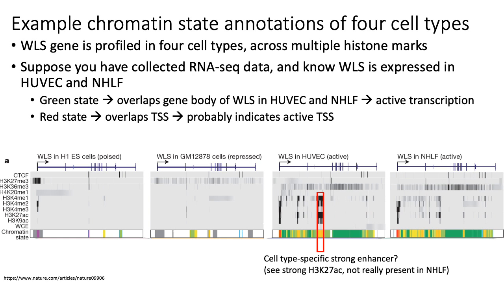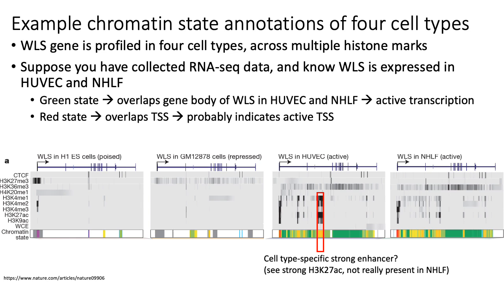And so here's an actual example from one of the first papers to use hidden Markov models to learn chromatin states on several different cell types. In this diagram, I'm showing you the signal tracks of different histone modifications that were measured in this case, 4 different cell types: ES cells, GM12878, HUVEC, and NHLF. And what I'm showing you on the bottom of this diagram are basically the called chromatin states for each region of this particular part of the genome that covers the WLS gene.